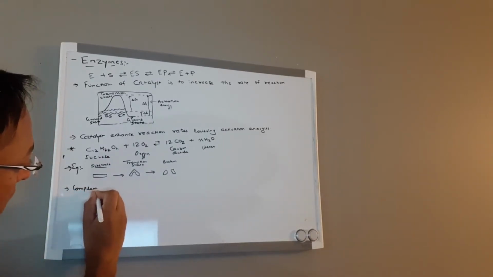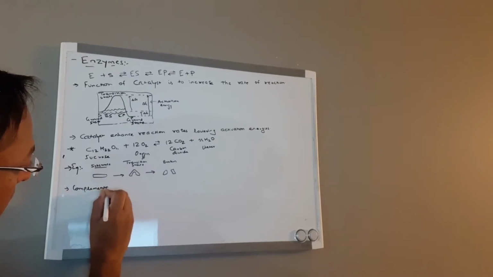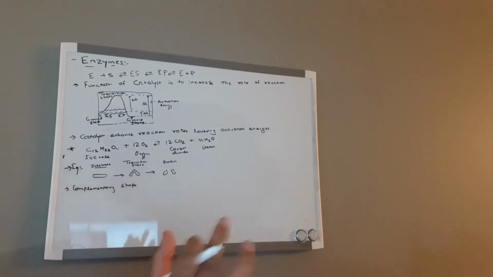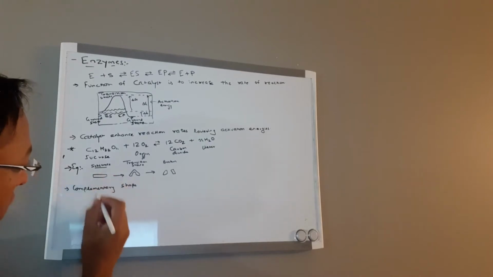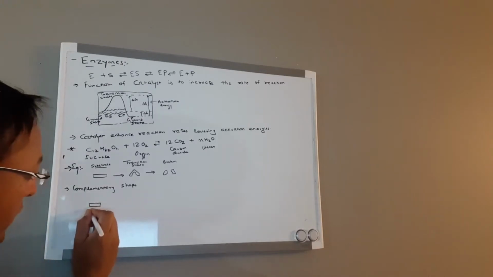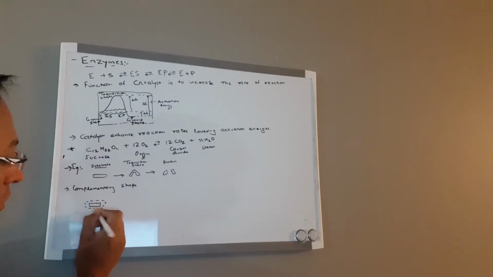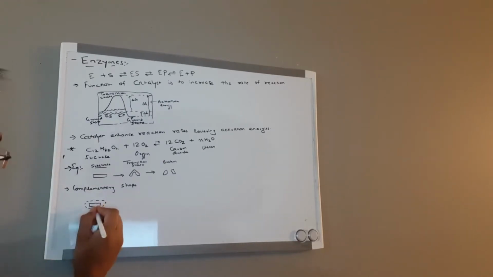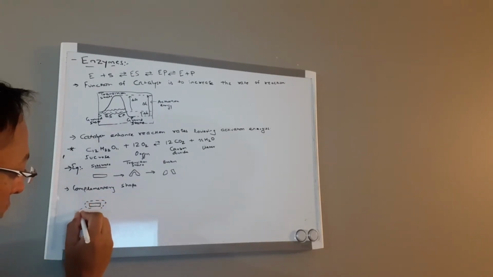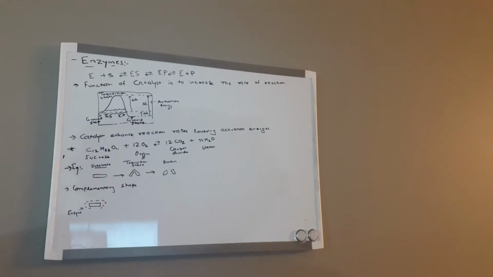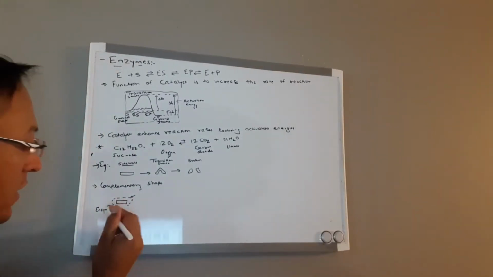So complementary shape means exact, the substrate and the enzyme have the same shape. So for example, this is our substrate, this shape. So the enzyme will be of the same shape. For example, this dotted part is an enzyme. So this part is an enzyme and this is a substrate as before, right?